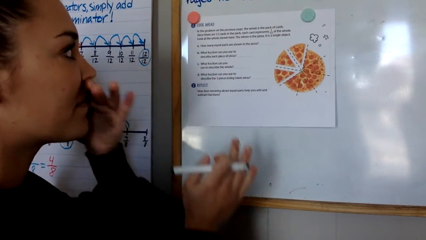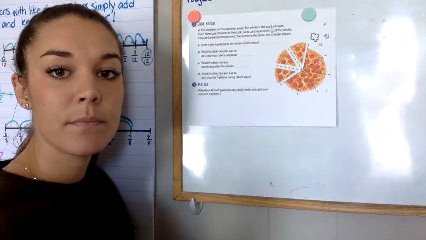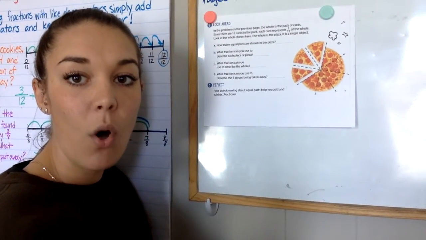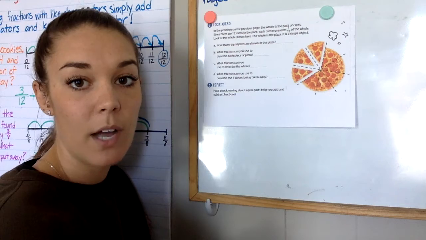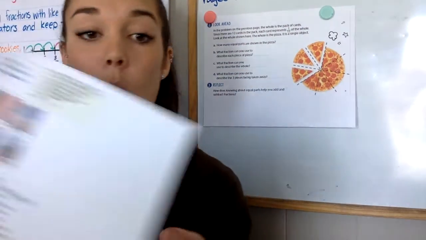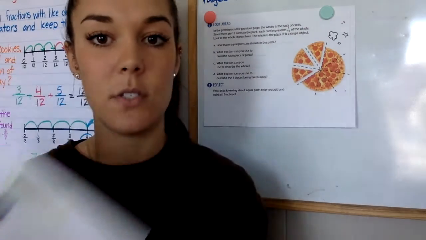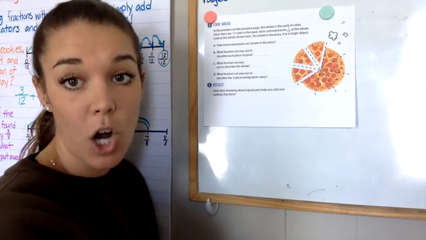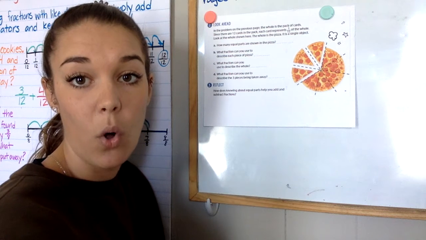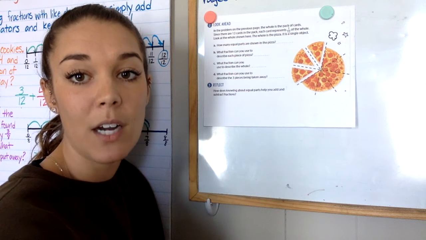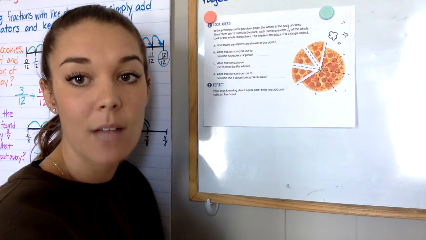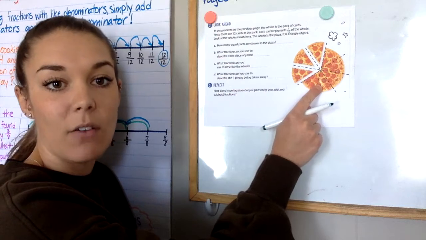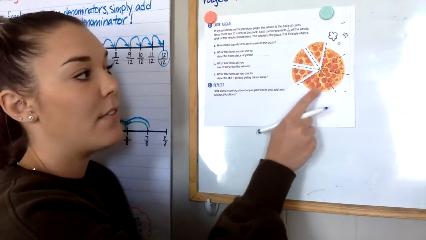Okay. Number 2 says, in the problem on the previous page, the whole is the pack of cards, okay? So here, the whole was all of the cards. Since there are 12 cards in the pack, each card represents 1/12 of the whole. Look at the whole shown here. The whole is the pizza. It is a single object. So the whole would be the entire pizza, right? The whole thing. And this is breaking it down for us.